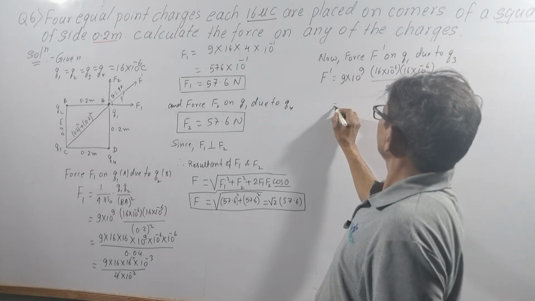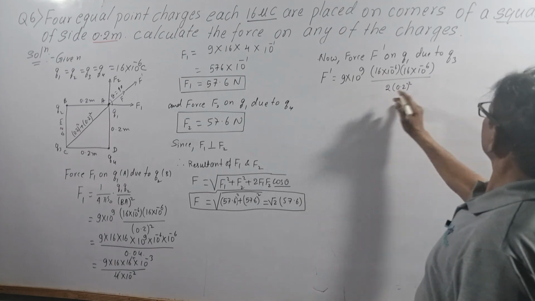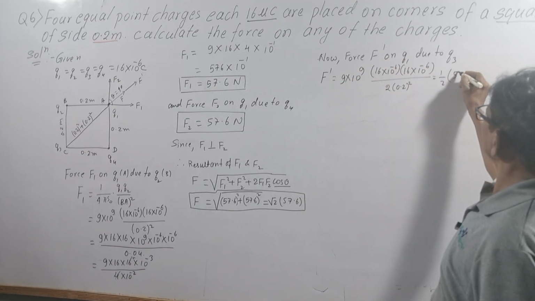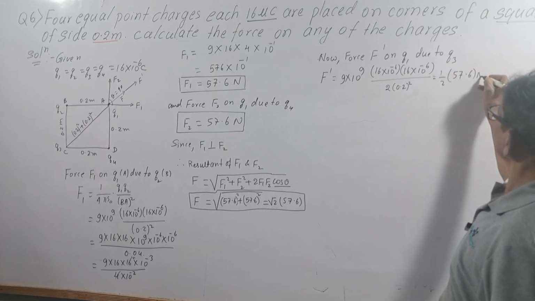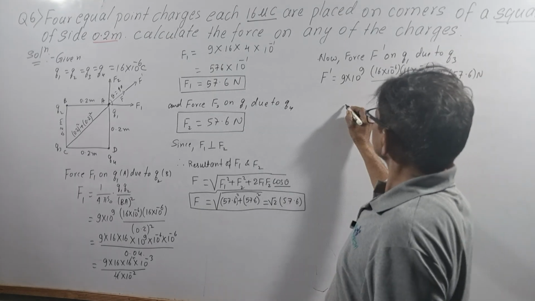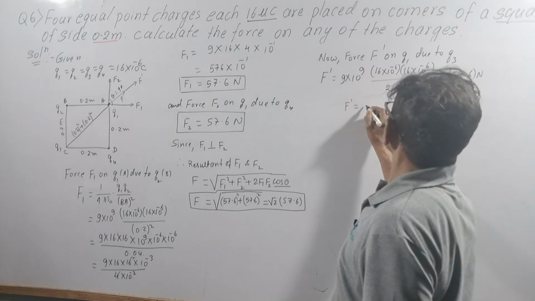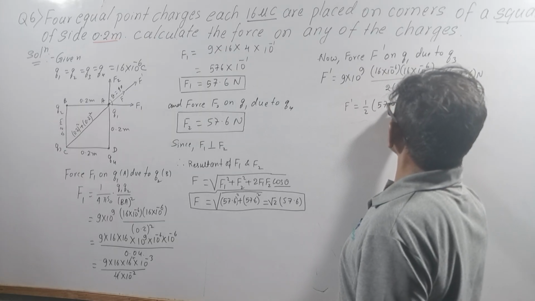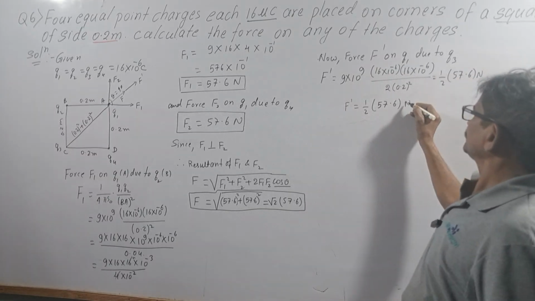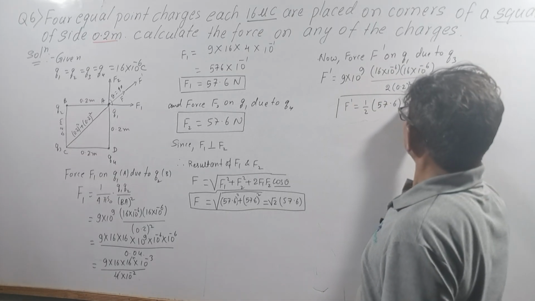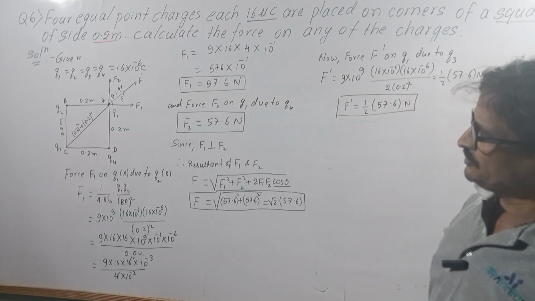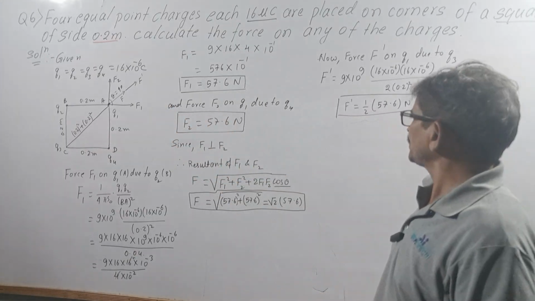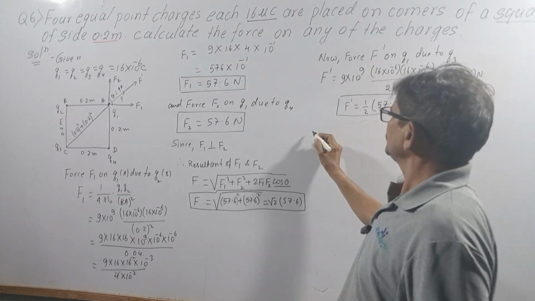Now if you take this 2 here, 1 by 2, and the remaining will be the same, the value we are getting is 57.6 Newton. That is the value of F dash, that is half of 57.6 Newton. Okay, now when two forces are acting along the same direction, the net force will be the sum of those two forces, according to the superposition principle.